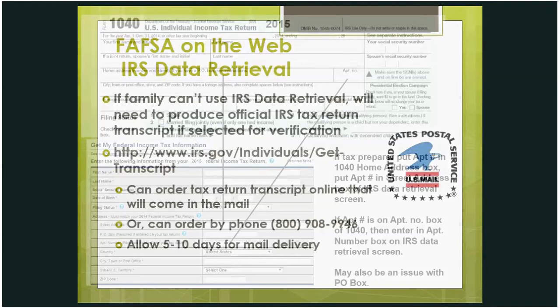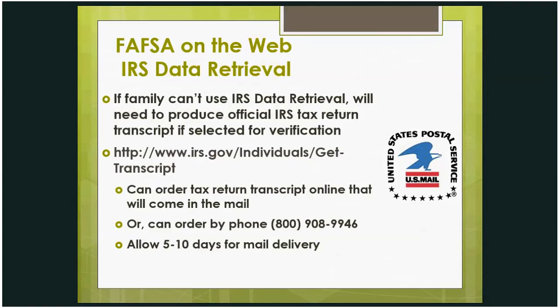If they're a family that can't use it, they're selected for verification, they will need to get a paper tax transcript from the IRS. They stop letting you get it right online and print it. Then you have to either call them at a toll-free number or go to their website and order one, and it will be mailed to the student or parent. It takes 5 to 10 days, and it will be mailed to the address on the tax form.